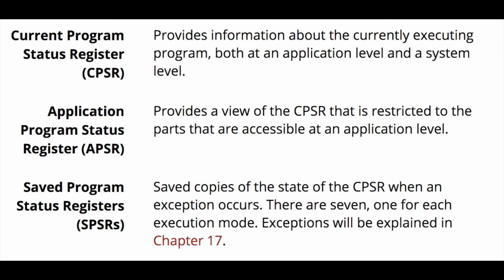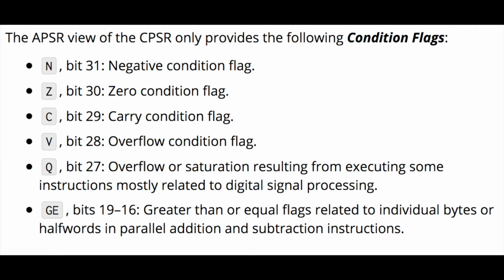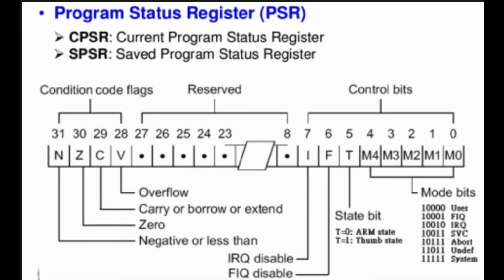The current program status register, or the CPSR, provides information about the currently executing program, both at an application level and at a system level. The application program status register, or the APSR, provides a view of the CPSR that is restricted to the parts that are accessible at an application level. The saved program status register, or the SPSR, saves copies of the state of the CPSR when an exception occurs. There are 7, one for each execution mode.